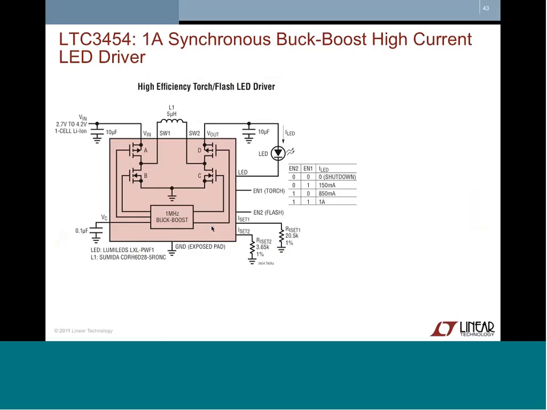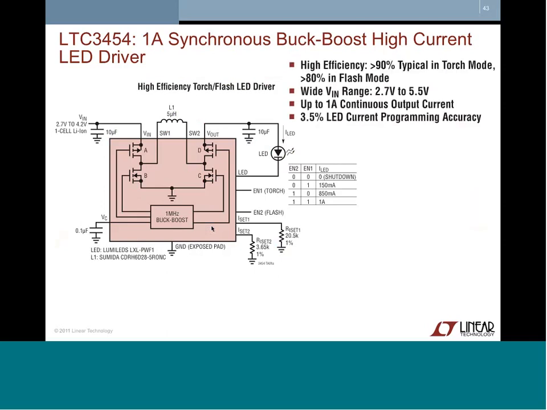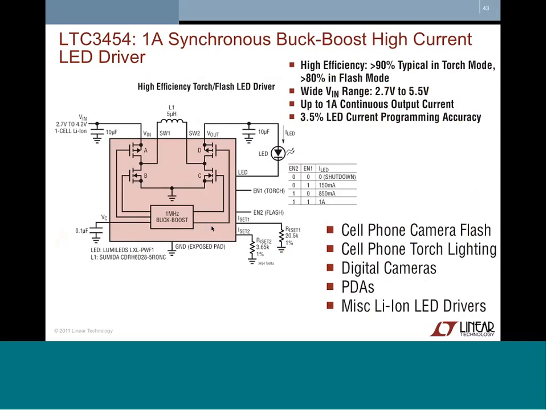We have smaller LTC3454, 1 MHz synchronous buck-boost high current LED driver, which is used, for example, in cell phone camera flash or torch light. Here the inductor is outside, again, to give you capability with different configurations, but the switches are inside. So the layout is easier to achieve. In the typical torch modes, we can achieve the efficiency above 90%.